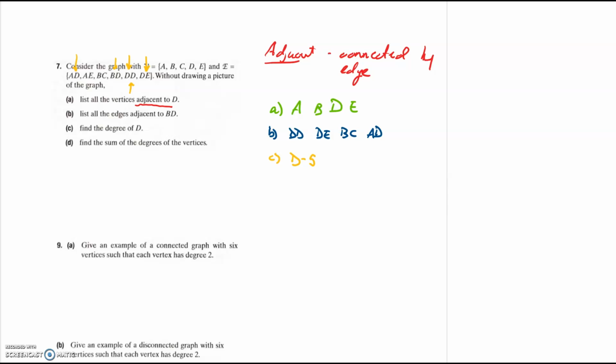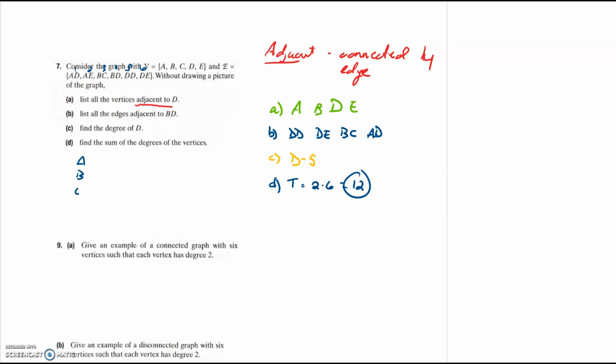Next, part D. I want to find the sum of the degrees of the vertices. Well, if we remember, if we look at the total number of edges, 1, 2, 3, 4, 5, 6, there are 6 total edges. That means that the total degree here should be 2 times 6 or 12. Okay, so that's finding the sum of the degrees of the vertices, and we can certainly test that.